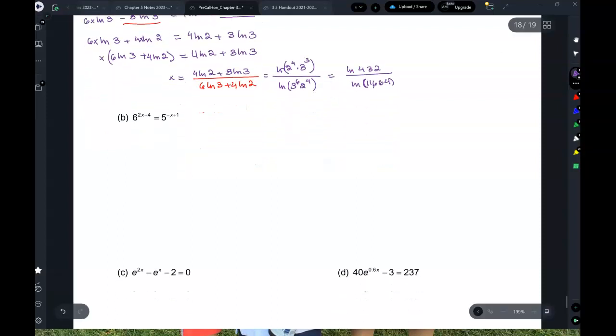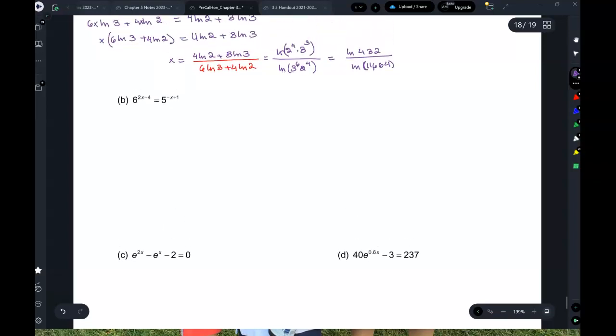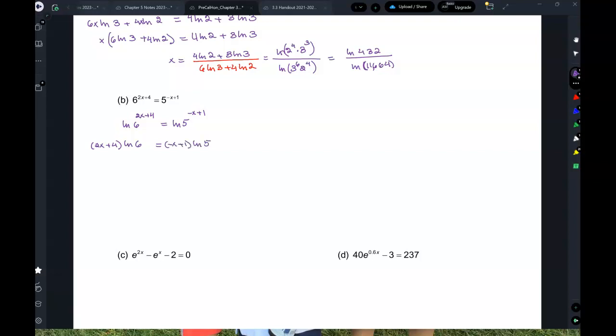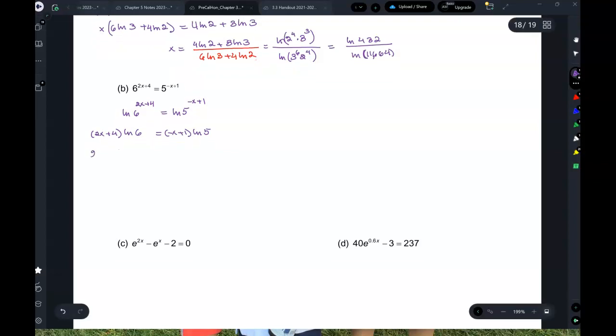This is fine. Okay, let's do this next one super quickly. All right. So we take ln of both sides. So it's ln 6 to the 2x plus 4. We did this last year. Do you guys remember? Yeah. Okay. So take ln first. Now bring down the exponents in parentheses. Distribute 2x ln of 6 plus 4 ln of 6, negative x ln of 5 plus 1 ln of 5.